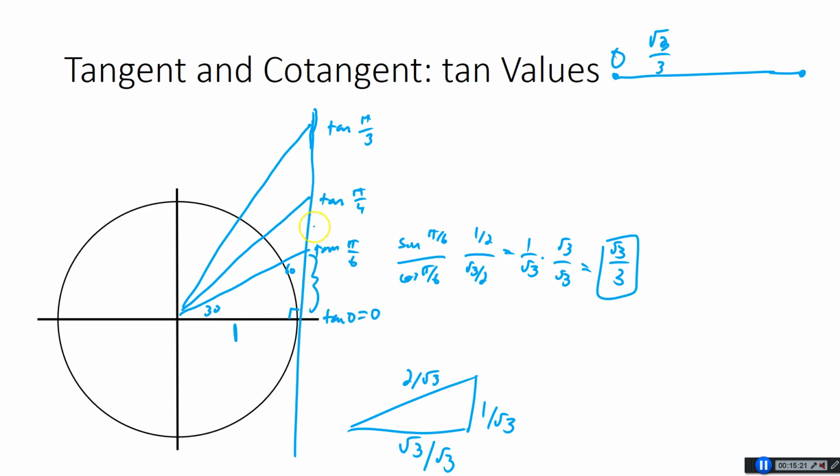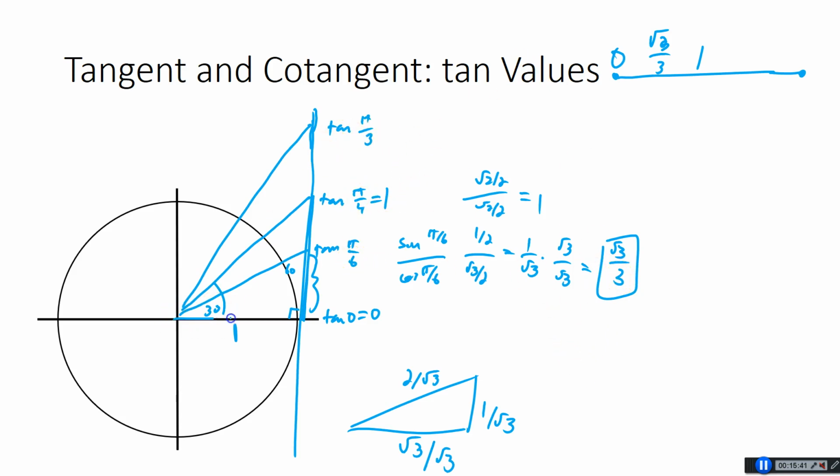Next is tangent of pi over 4. This is a 45-degree angle. So if this is 1, this guy right here must also be 1. You can also think about it in terms of sine and cosine. Root 2 over 2 divided by root 2 over 2, they're the same thing. So it's just 1. So tangent of pi over 4 is 1. Tan pi over 6 is root 3 over 3, tangent of pi over 4 is 1.